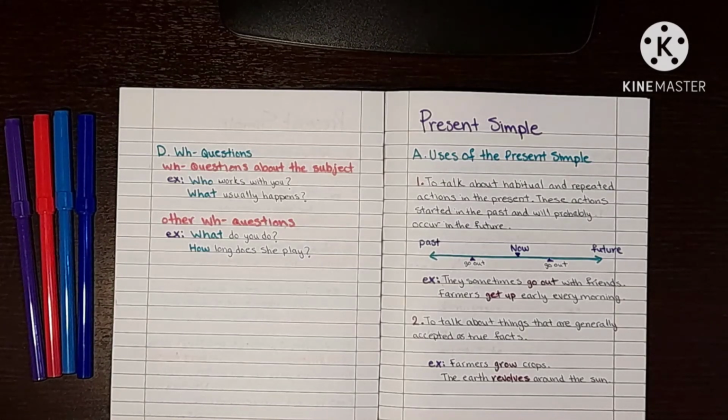And the question number 2, the second one, how long does she play? How long does she play? Okay, so here we're talking about like a time limit. You're gonna tell me 2 hours, 3 hours, 45 minutes. You're just gonna give me a period of time.